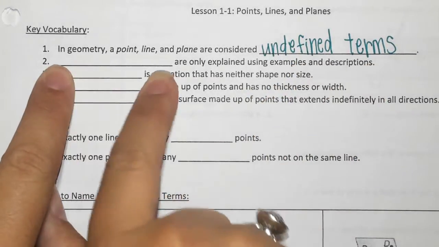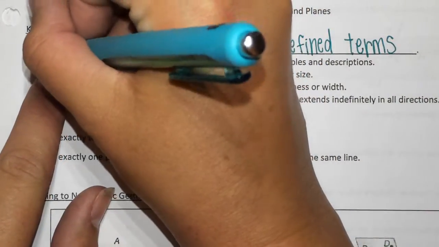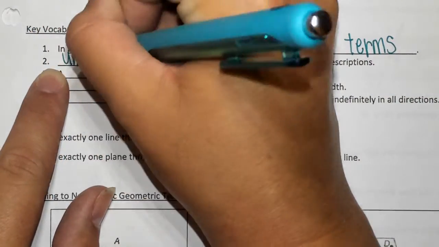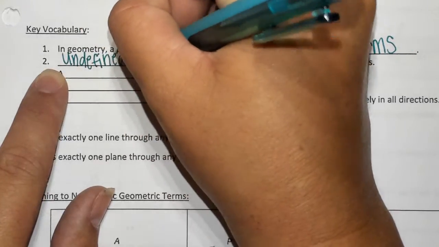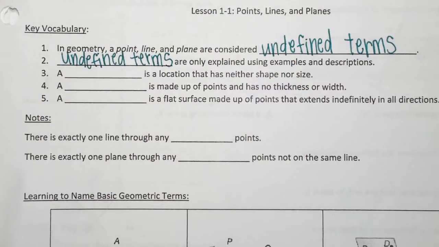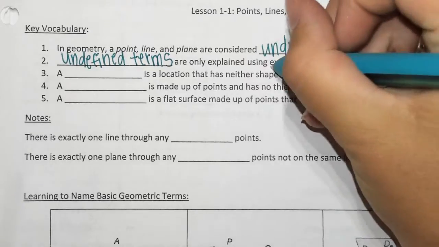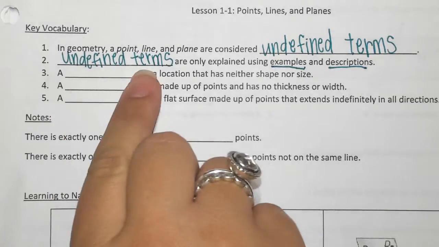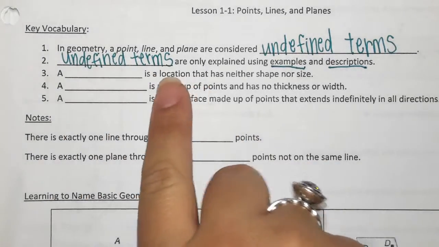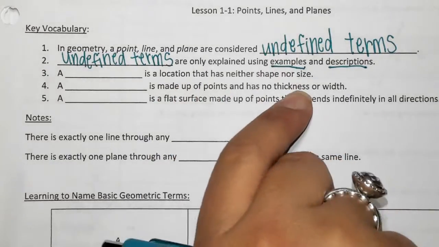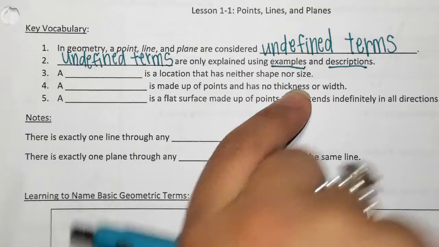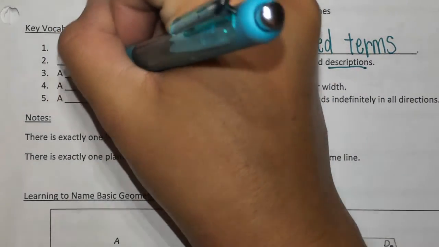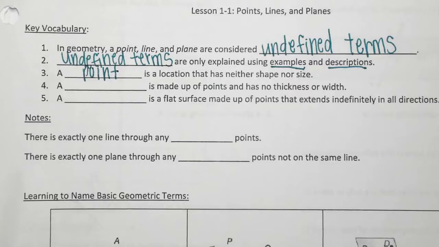You're also going to use the same word right here. So rewrite undefined terms again. Undefined terms are only explained using examples and descriptions. So they're not real life. We can only talk about them using examples or descriptions. A blank is a location, an exact location, that has neither shape nor size. What do you think it is? Point. No shape or size, but it's an exact location.